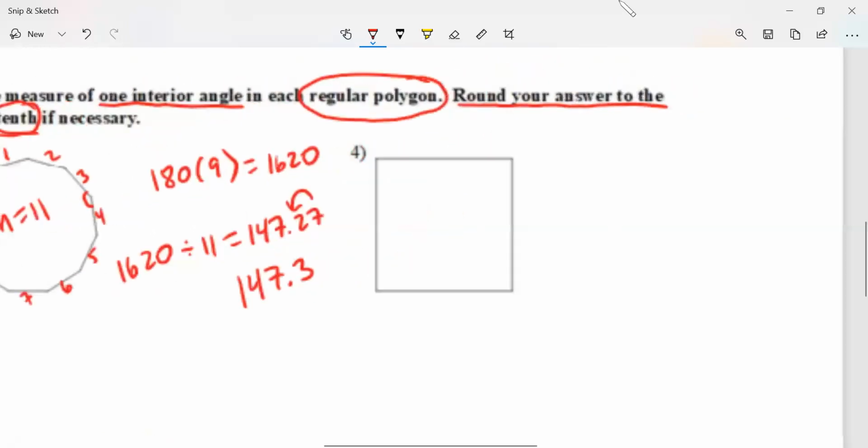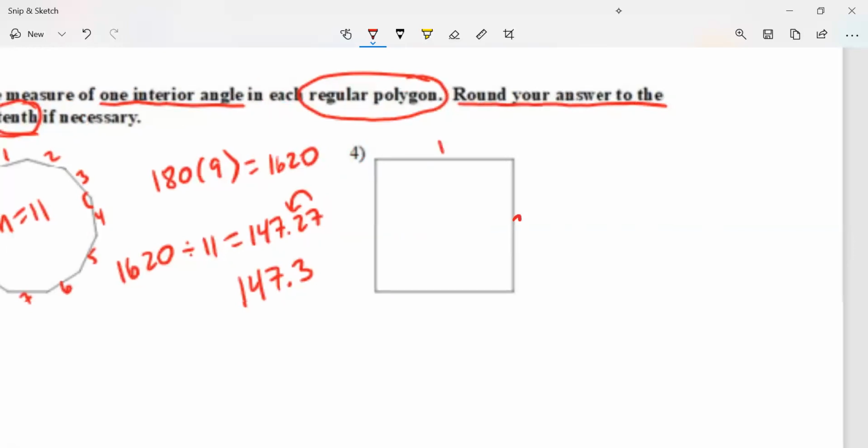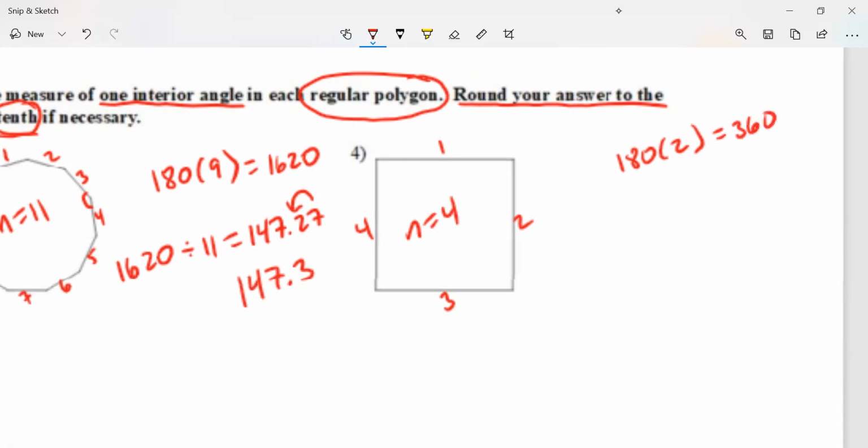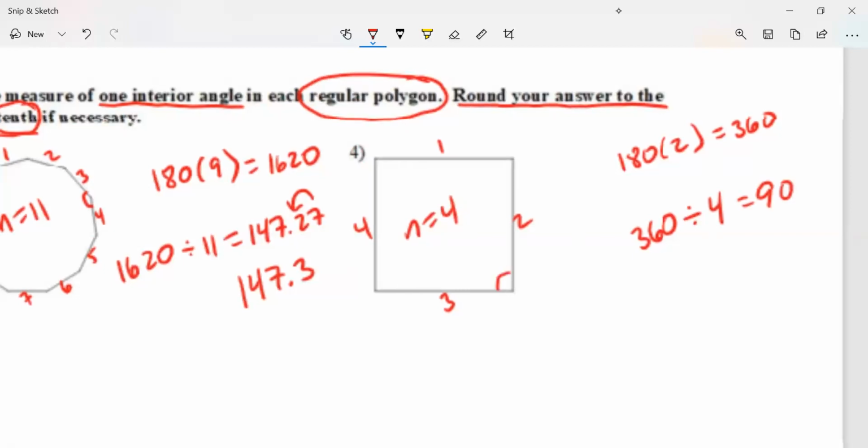Okay, let's take a look at question number 4. Let's see, there's 1, 2, 3, 4 sides. So I'm going to go 180 times 2. That's how much all of the angles on the inside add up to, and I know all the angles add up to 360. My question is how much is one of them? So all of them divided by 4, because there's 4 of them, 360 divided by 4 happens to be 90. So this angle is 90.